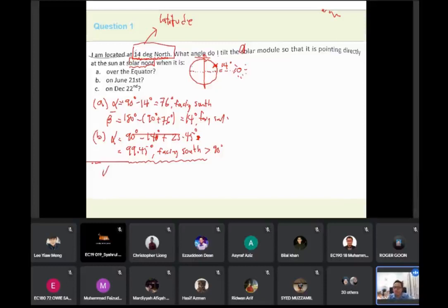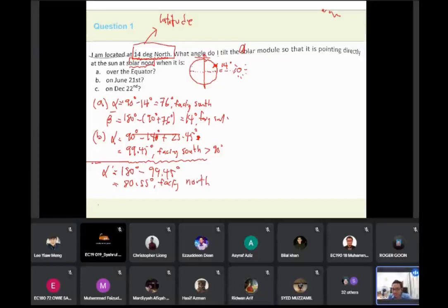So we need to find another alpha, maybe alpha dash, whatever it is. So it's the inverse value. So this is 180 minus 99.45 degree. How much is it? 80.55. 80.55 facing to the north. Facing to the north. Alhamdulillah, syukur.